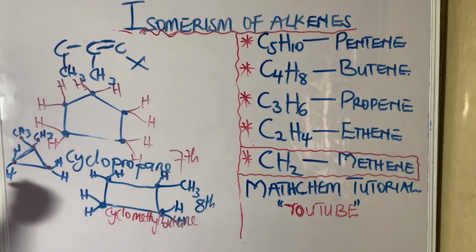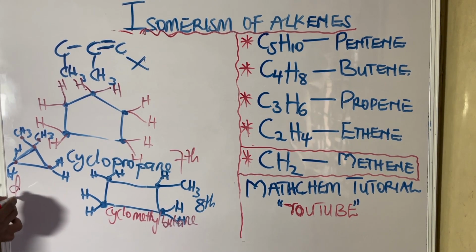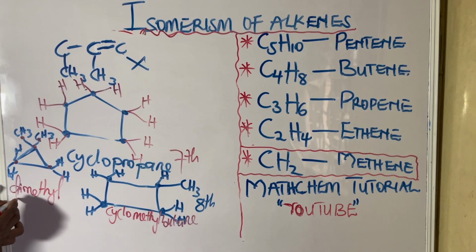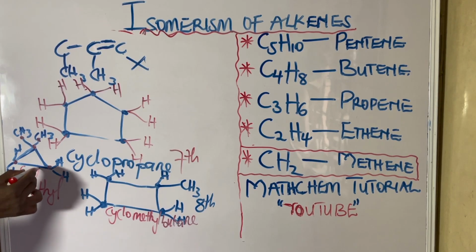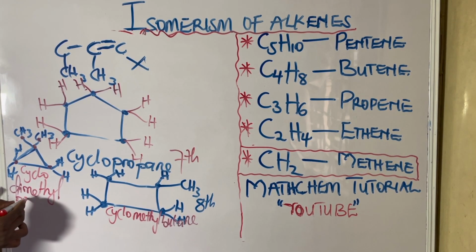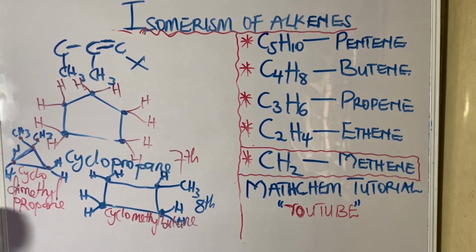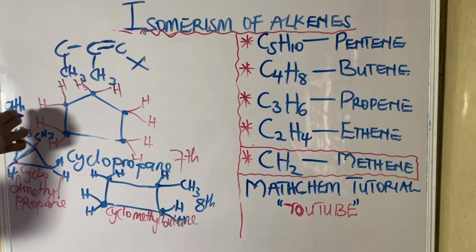You can still have dimethylpropane. So dimethylpropane. So this is going to be dimethylcyclopropane. So this is the 9th isomer.